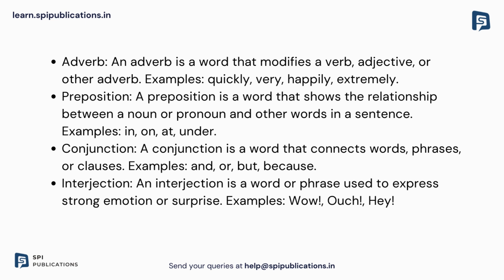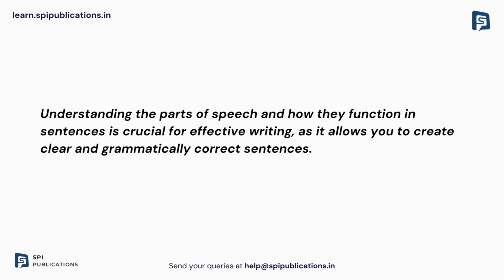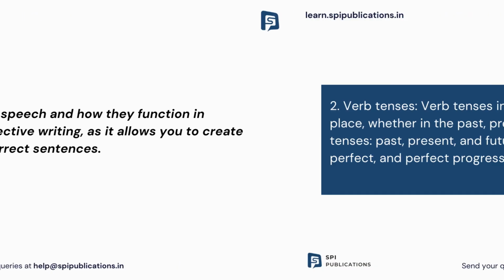Conjunction. A conjunction is a word that connects words, phrases, or clauses. Examples: and, or, but, because. Interjection. An interjection is a word or phrase used to express strong emotion or surprise. Examples: wow, ouch, hey. Understanding the parts of speech and how they function in sentences is crucial for effective writing, as it allows you to create clear and grammatically correct sentences.